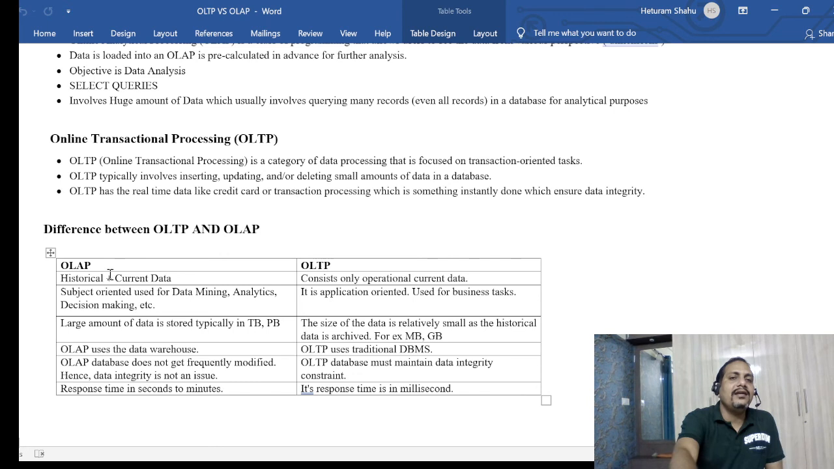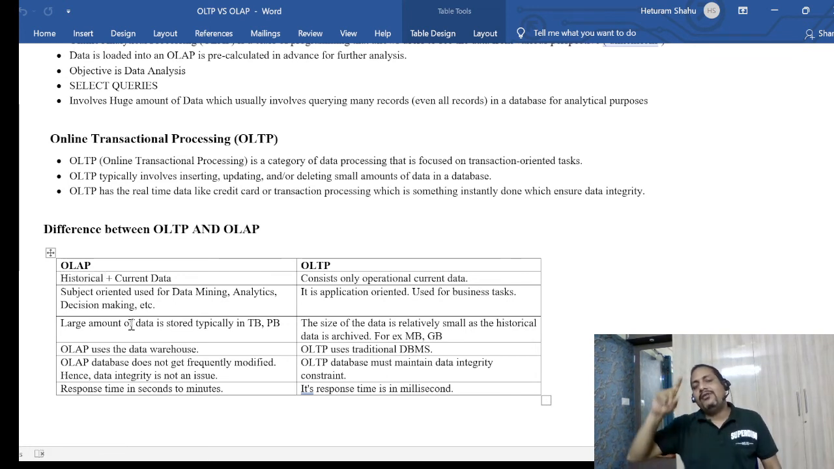However, OLAP will have that 1,000 rupees also, because yesterday it loaded the data and yesterday the balance was 1,000 rupees, and today when it loaded it has 500 rupees. So there will be two rows created. It will be based on the day: yesterday will have the 1,000 and today will have 500. So it will have historical and current data both. However, OLTP will have only relevant current data available. It will always be updated.